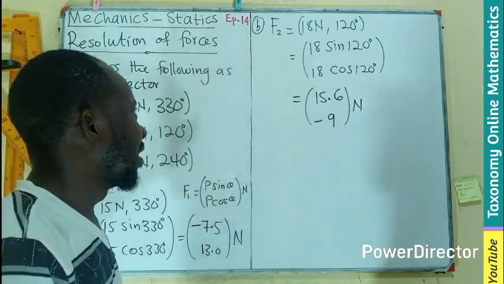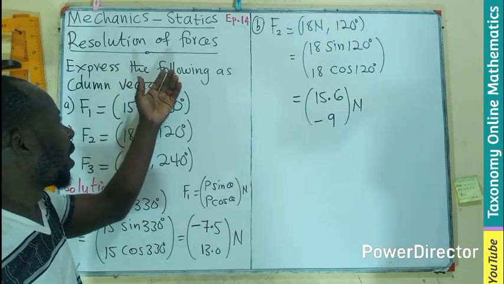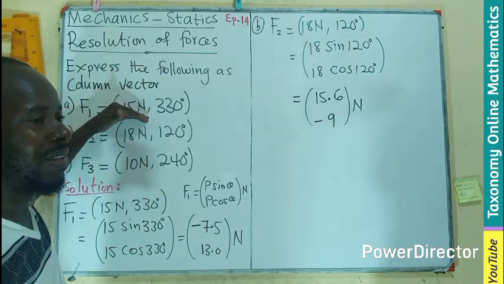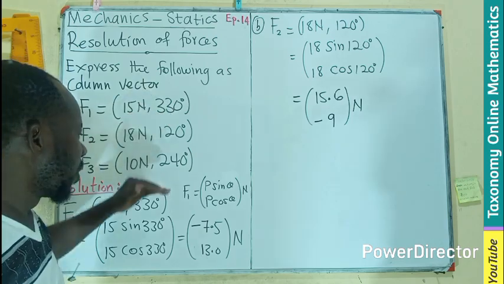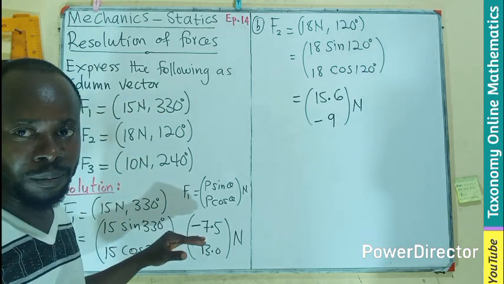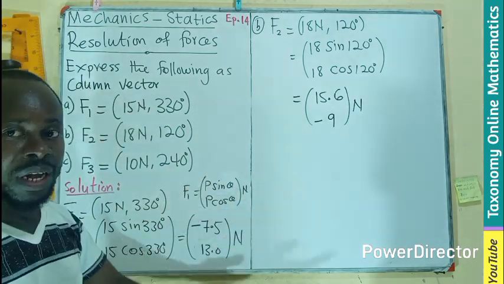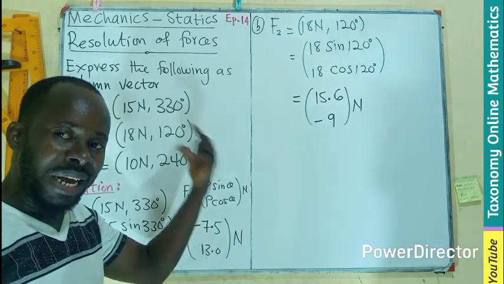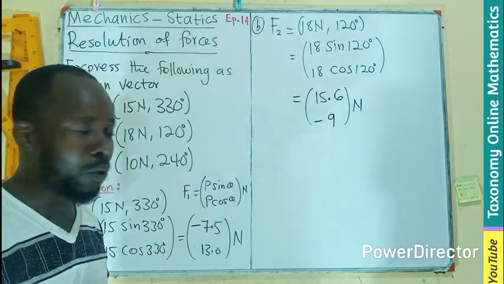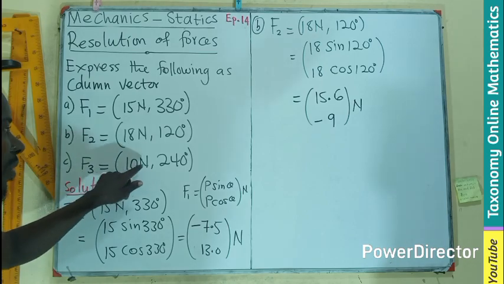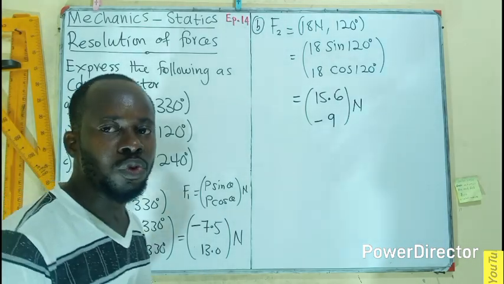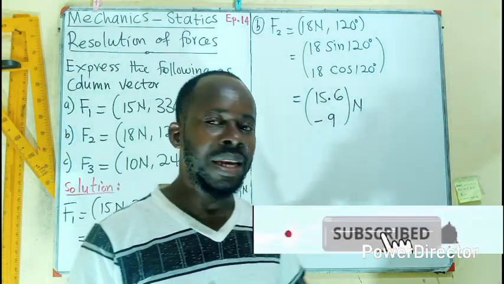So I've successfully resolved the force from the magnitude and direction form into a vector component form. These are the examples that we can use to test the property we did in episode 13. Don't forget force 3, 10 Newton, 240 degrees, is for you to try. Leave your answer in the comment section.